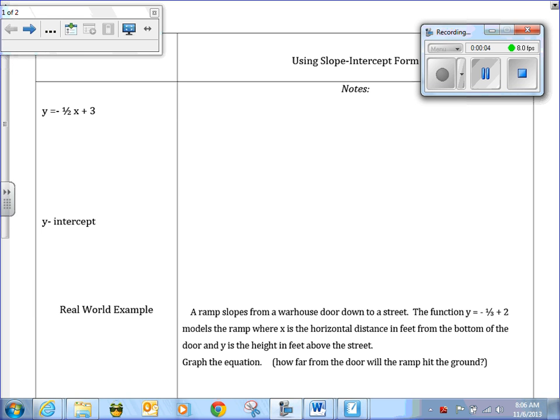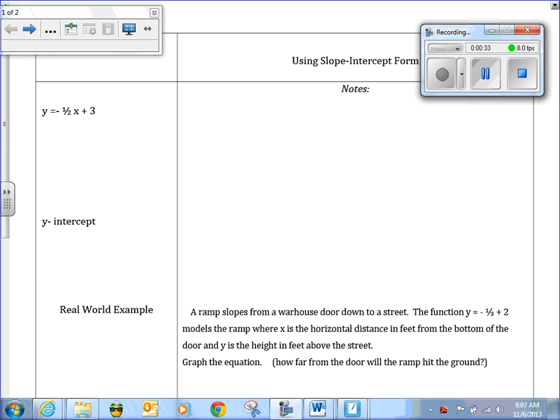Today we're going to be taking notes on slope-intercept form. Now we touched on slope-intercept form already in the last unit, and today we're going to go ahead and expand what we know about that as well. So we have the equation y equals -1/2 x plus 3. And the question is, go ahead and graph that.